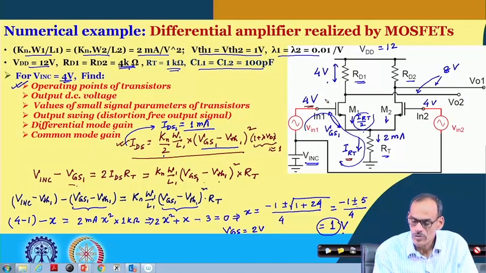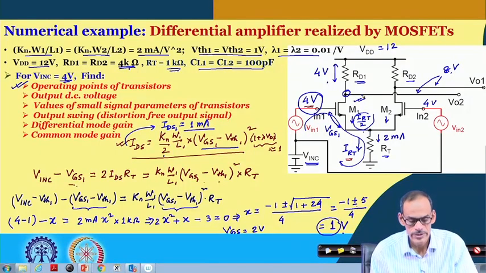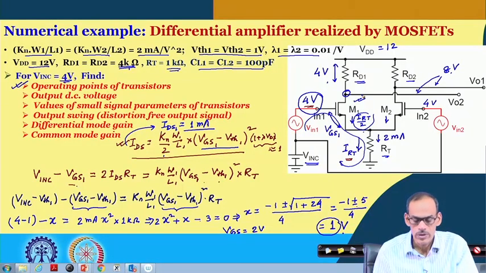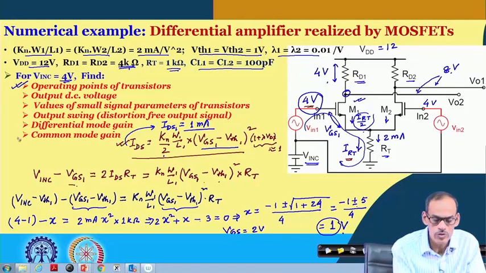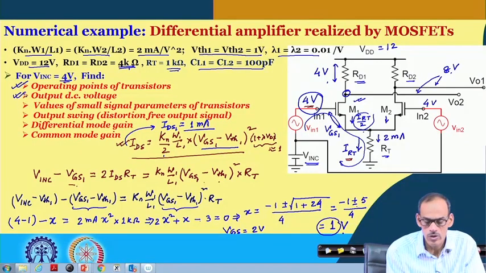Now, we can see that at the gate we do have 4 volt and at the drain we do have 8 volt. So, that is good for this transistor. The transistor is well within its saturation region of operation. So, so far we obtained the operating point and the DC voltages.